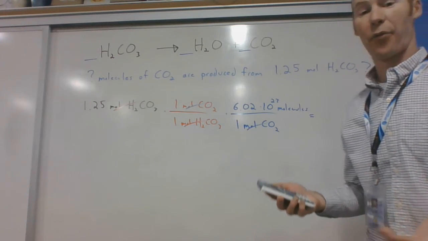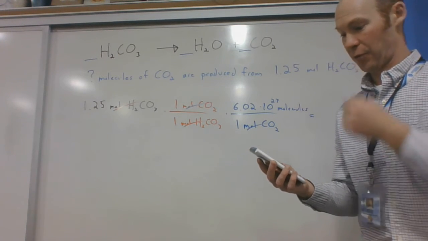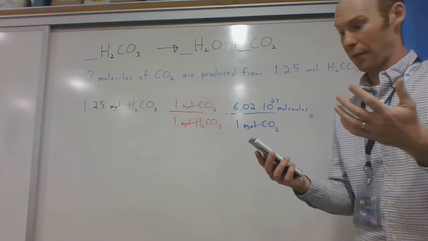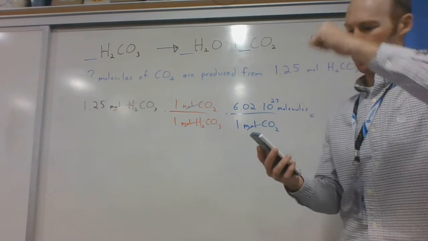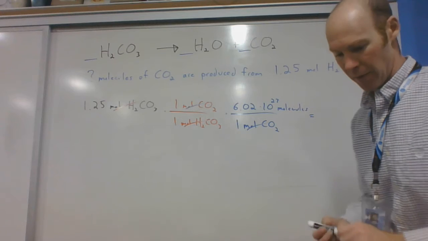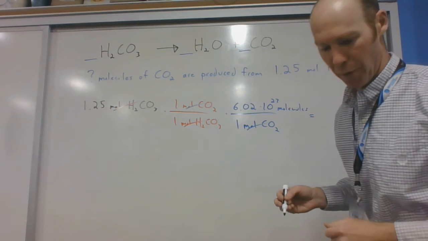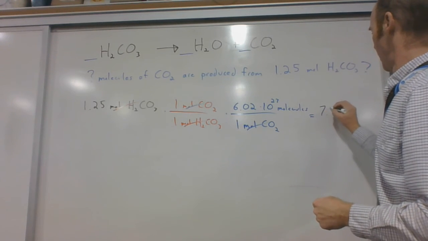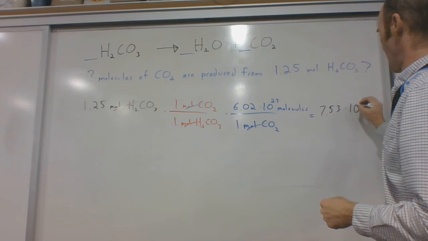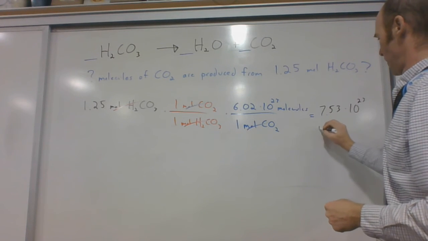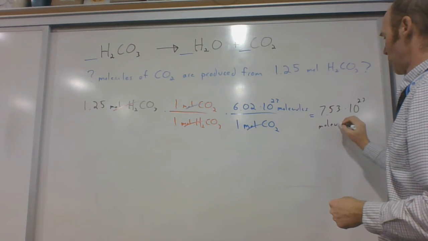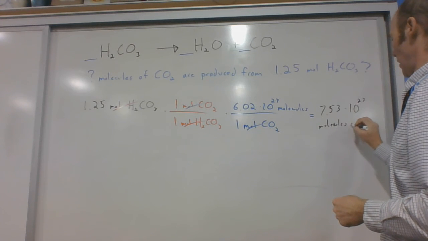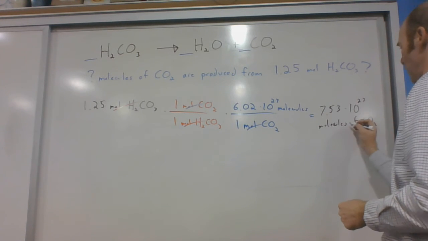And crud, we only have 3 sig figs. So we have to round, but which way to round? It's right on the 5. Round up, I say. So here we go. 7.53 times 10 to the 23rd molecules of CO2.